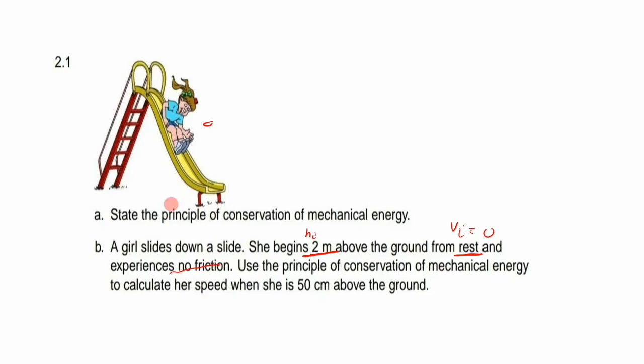From this, you can see that the hint here is that they made us state the principle of conservation of mechanical energy, and we know that we apply the formula for this one when we have no friction, right? So we are also told there that the girl experiences no friction. Then they say use the principle of conservation of mechanical energy to calculate her speed. So her speed here, the speed that they're looking for is the v final when she is 50 centimeters above the ground.